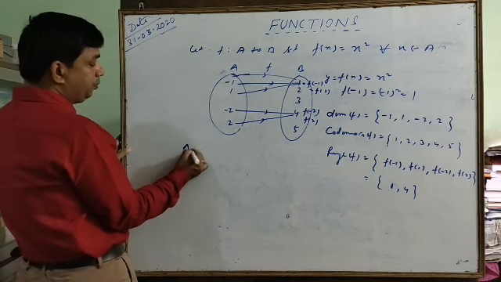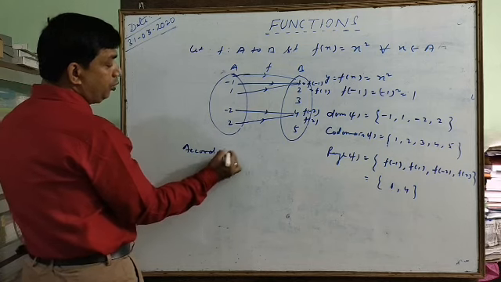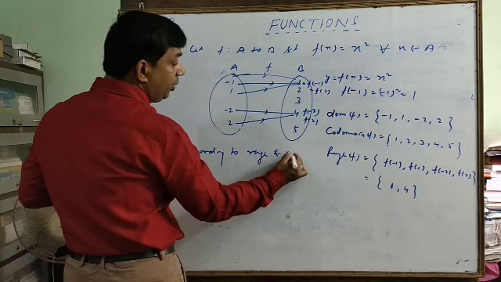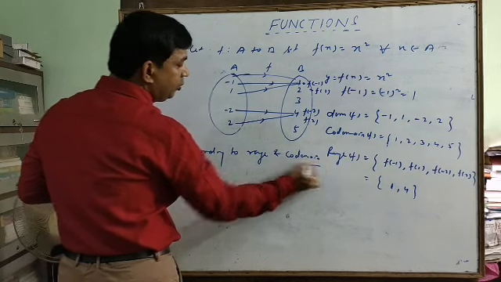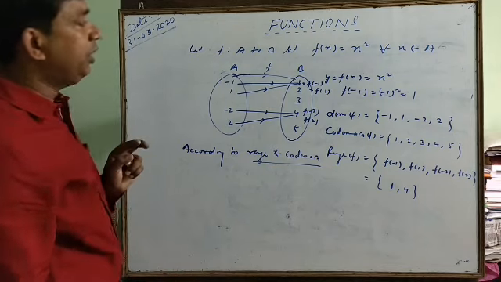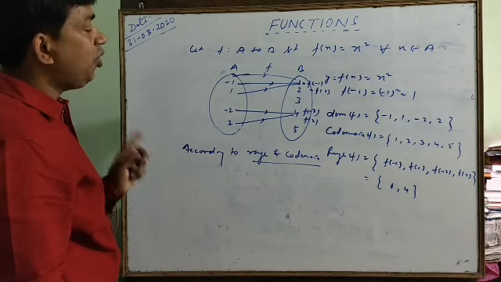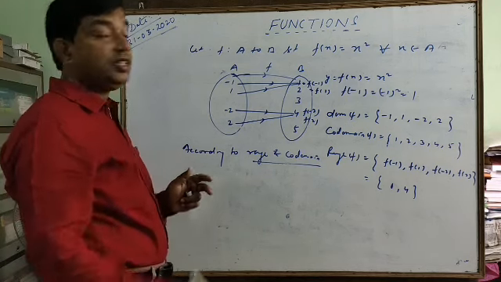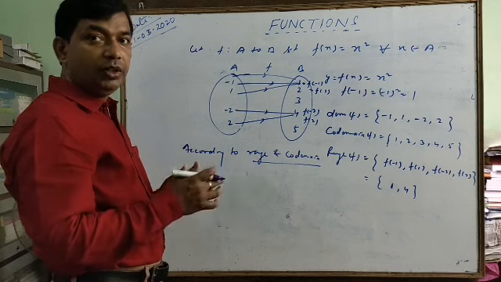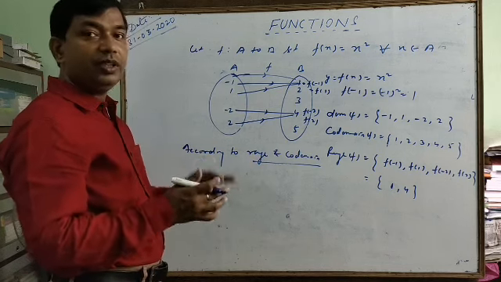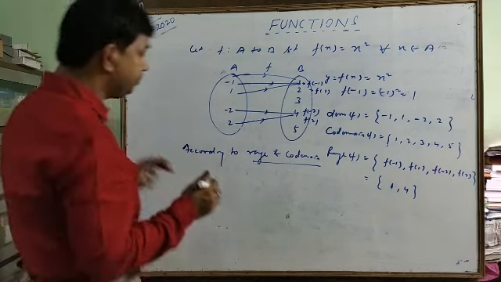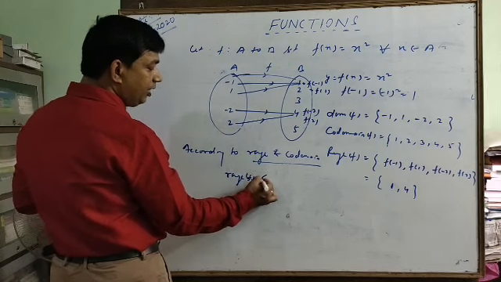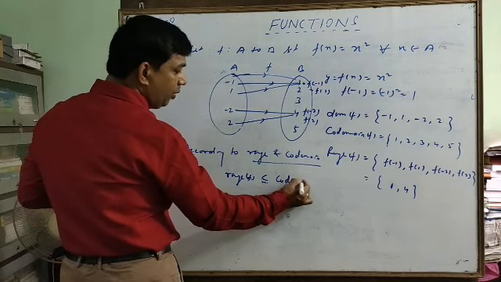So according to range and codomain. What do you think? According to range and codomain, first of all, range is always a part of codomain. It is never greater than codomain because it is a part of codomain. So range is always equal or less. So according to range and codomain, range is less than or equal to codomain.